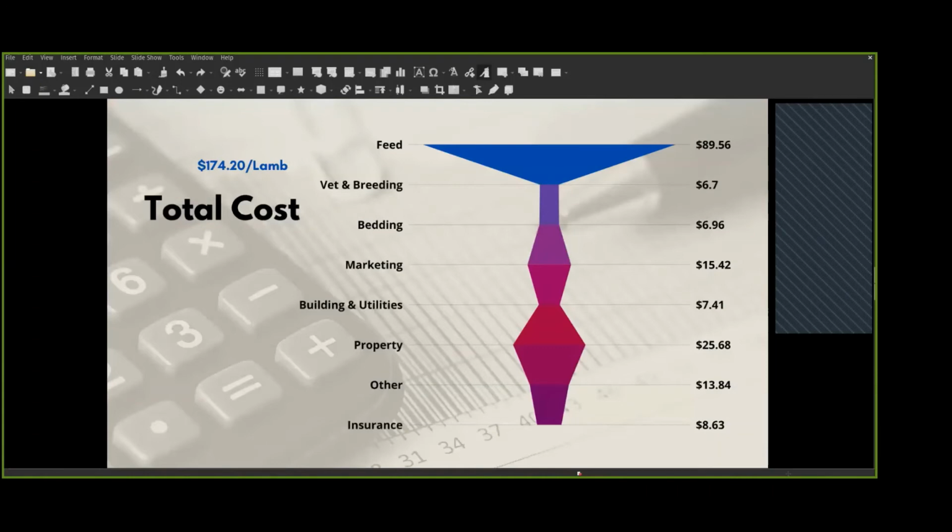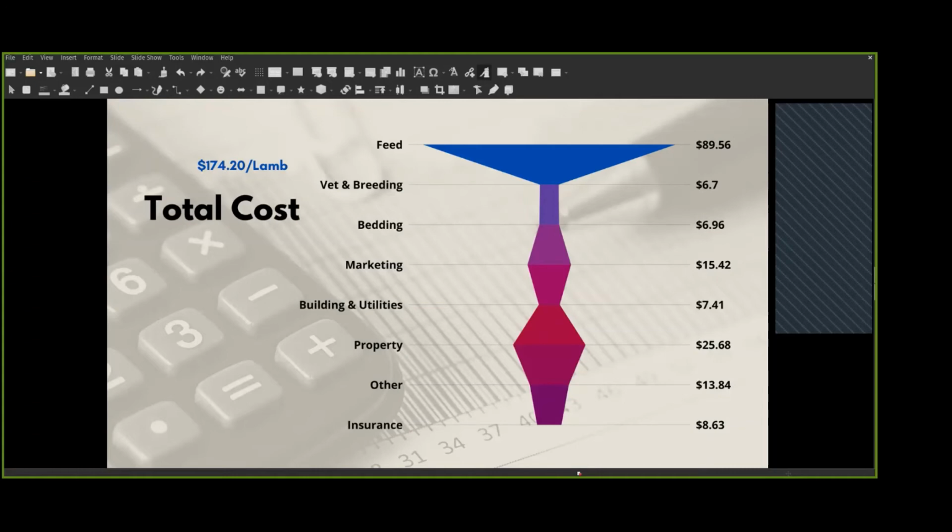So I didn't include them separately, but they are $56. That was the total cost, but they are shown here on the chart. So we've got insurance. That's actually $8.63 per lamb. It keeps going up. It is not a fun number. It's the one I have the least control over. We only have one insurance provider willing to do farms in this area. It's a bit of a frustration there.